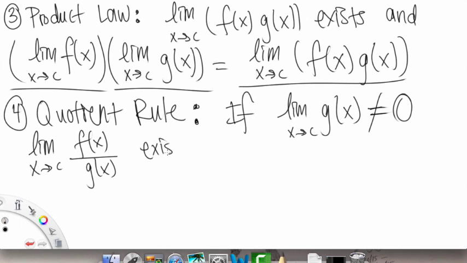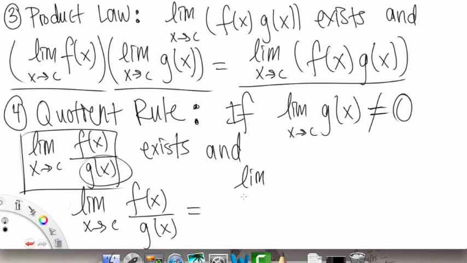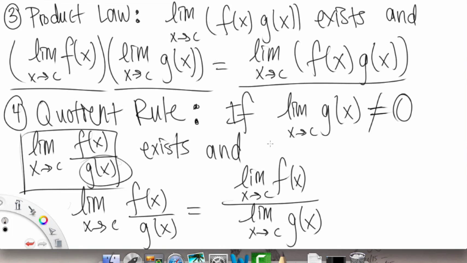This is going to exist if the limit of the lower function, the one on the bottom, is not 0, because if it were 0, then this limit does not exist, because you can't have a 0 on the bottom. So if the limit of g of x does not equal 0, then this entire limit exists, and we have another "and": the limit as x approaches c of f of x divided by g of x is going to be equal to the limit of the top function over the limit of the bottom function, the bottom function being our g of x. Okay, so basically you can just split up the limit part here.